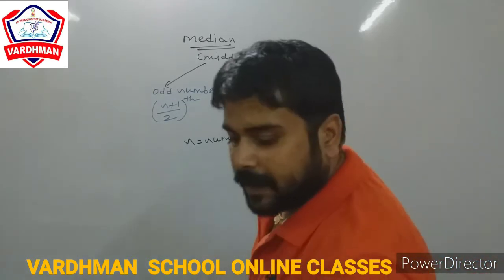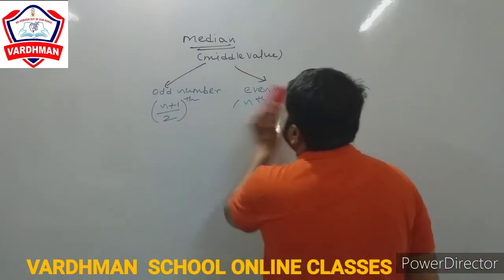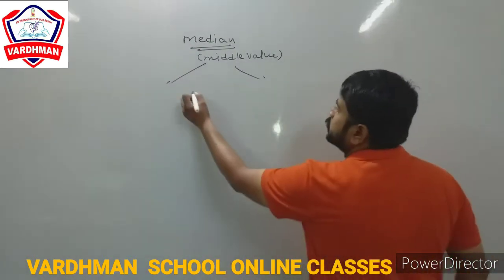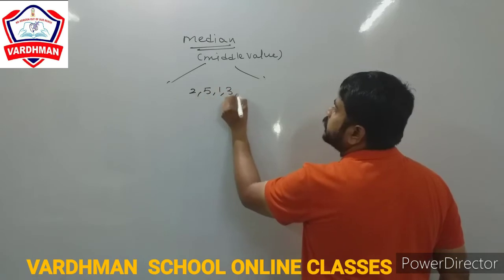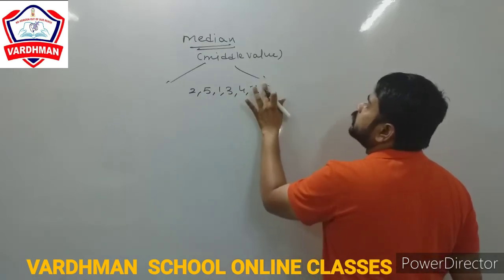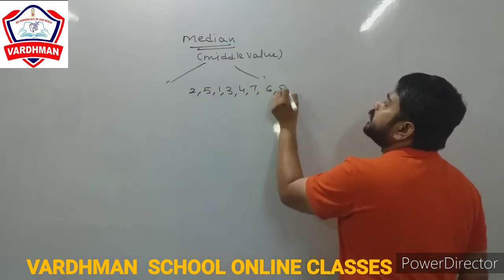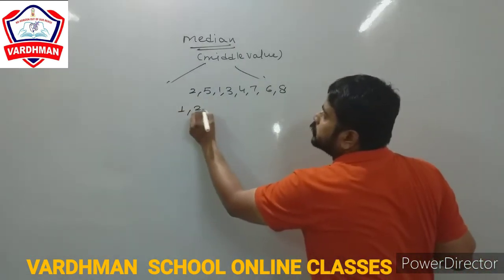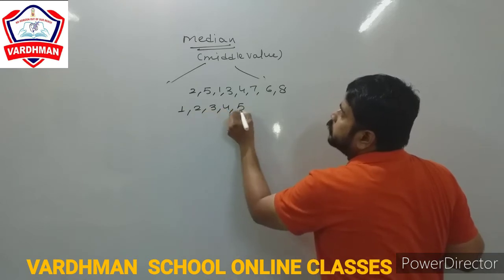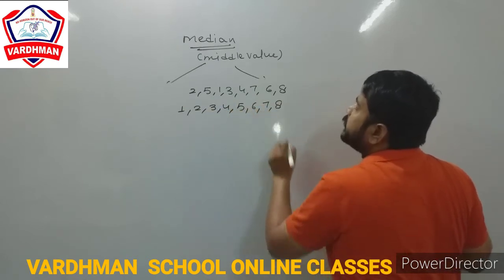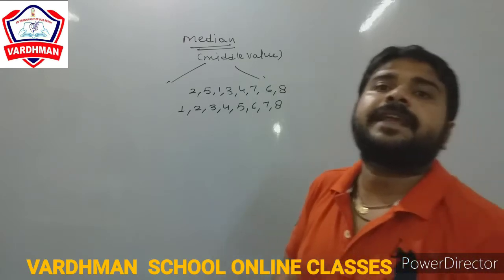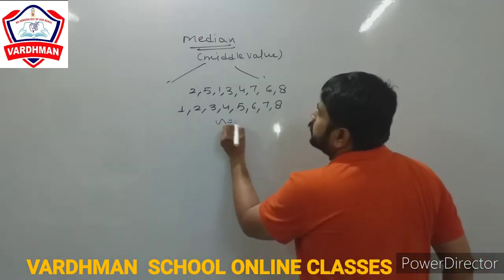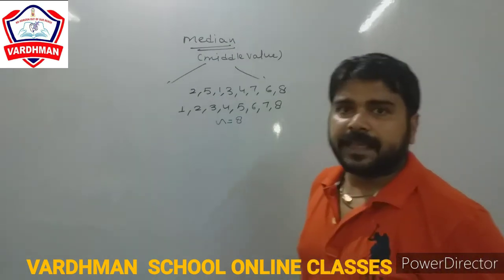Let's take an example like that. There are the numbers 2, 5, 1, 3, 4, 7, 6, 8. Arrange all these in ascending order: 1 2 3 4 5 6 7 8. After arranging in ascending order, n is 8, that is an even number.